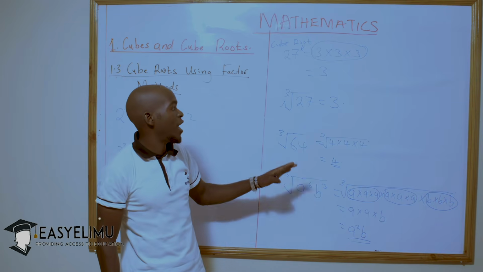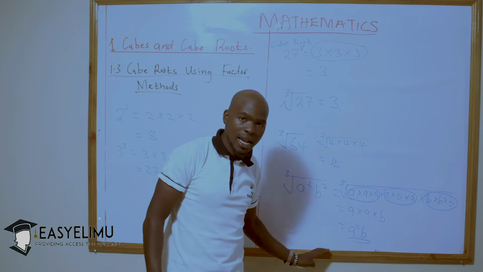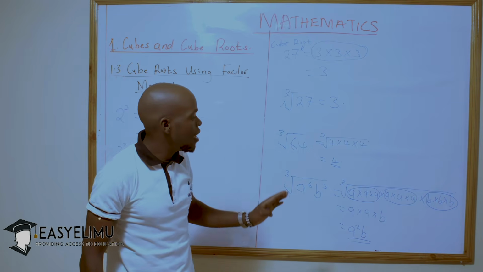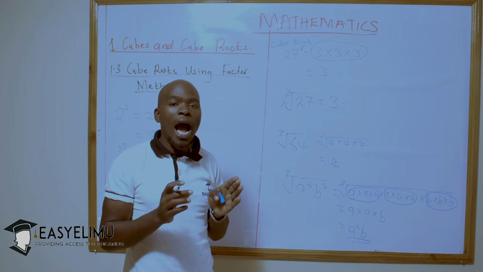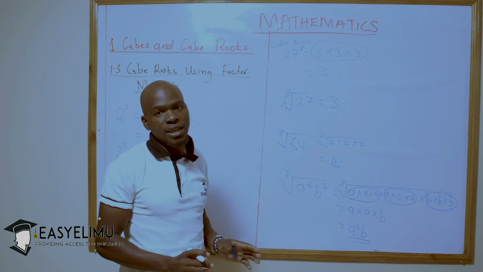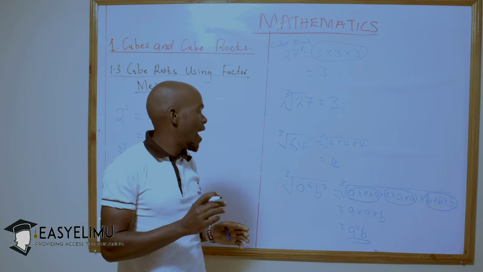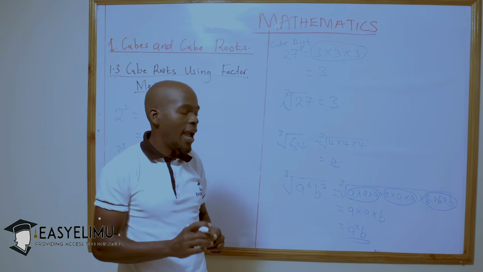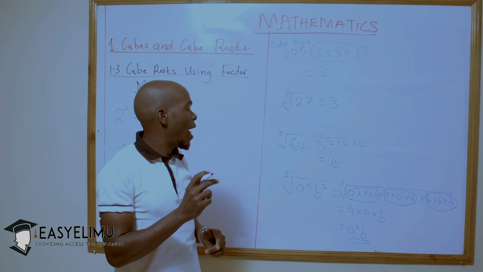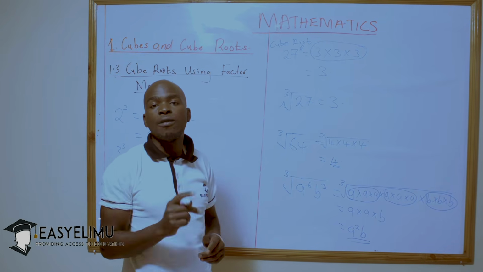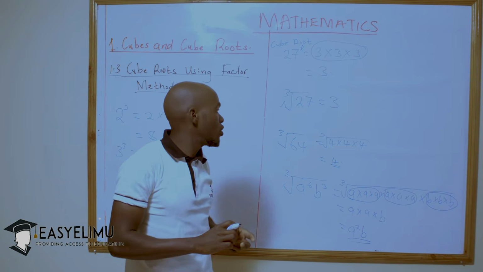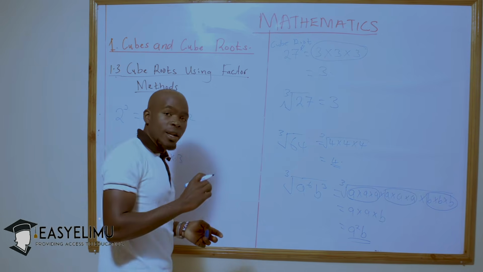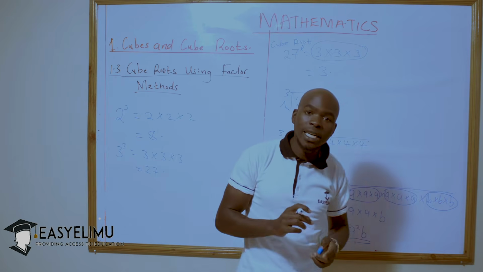And that is how we find the cube root of a given number. You find the factors of that number, then you group them in groups of 3 items. Then you select the like or similar items, and from that similar group you select only one. That's how we find the cube root of a given number using the factor method.